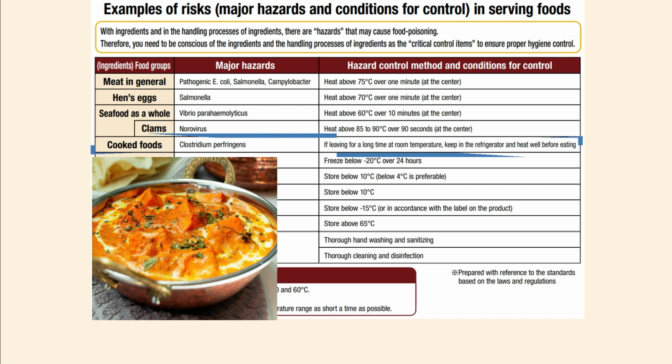A cooked food such as curry is at risk of food poisoning caused by Clostridium perfringens. How can we control the bacterium? If the curry is not to be eaten immediately, it should be promptly cooled and stored in the refrigerator, and it should be thoroughly heated just before serving. This will ensure that the curry is safe to eat.